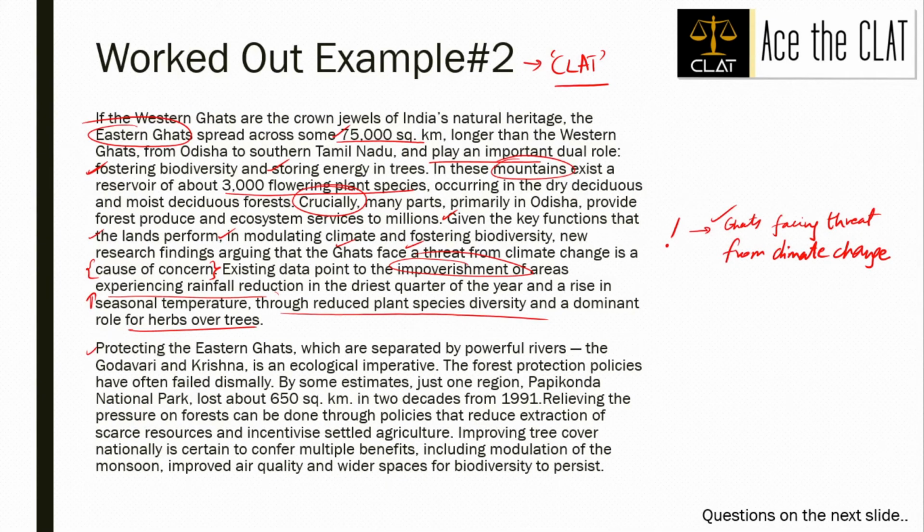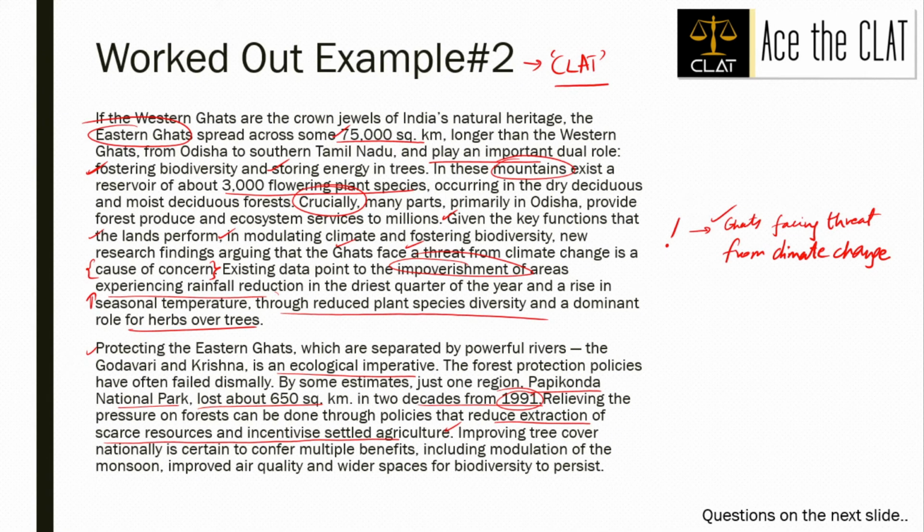The second paragraph says that protecting the Eastern Ghats, which are separated by powerful rivers, the Godavari and Krishna, is an ecological imperative. The forest protection policies have often failed dismally. By some estimates, just one region, Papikonda National Park, lost about 650 square kilometers in 2 decades from 1991. Relieving the pressure on forests can be done through policies that reduce extraction of scarce resources and incentivize settled agriculture.